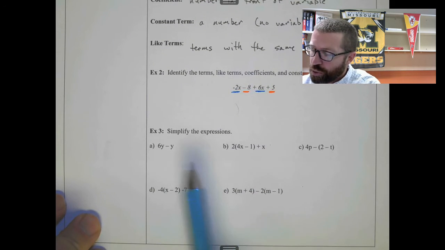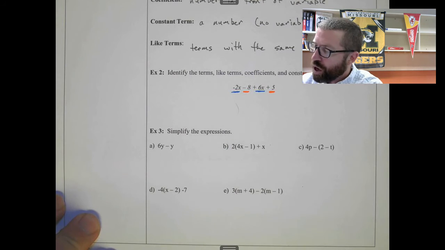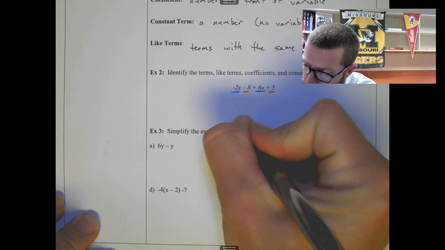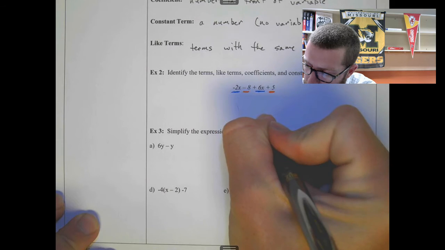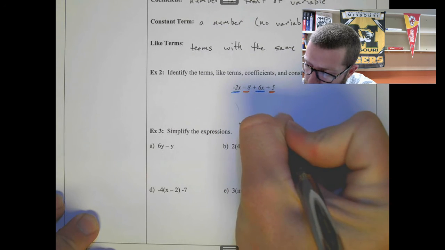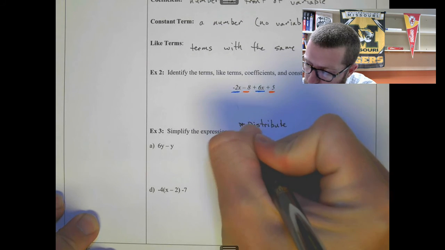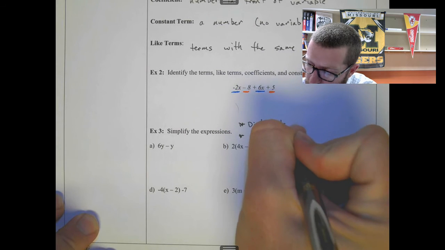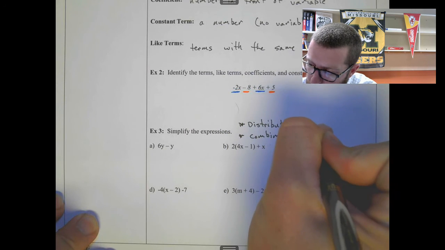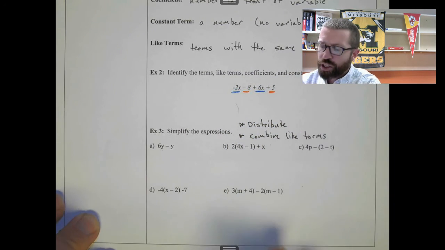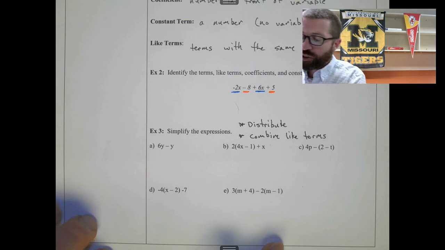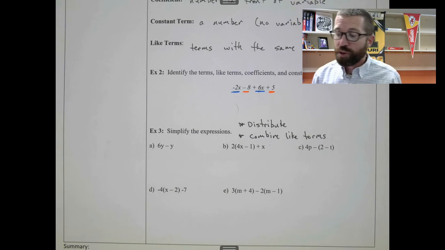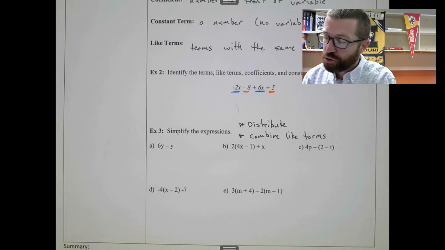Okay, so here when it says simplify the expressions, what that means is first we are going to distribute. And then we're going to do what we call combine like terms. This is a very important skill in algebra. You will do this a lot. When you combine like terms, if you're just adding or subtracting, the variable does not change. You just add or subtract the numbers in front.